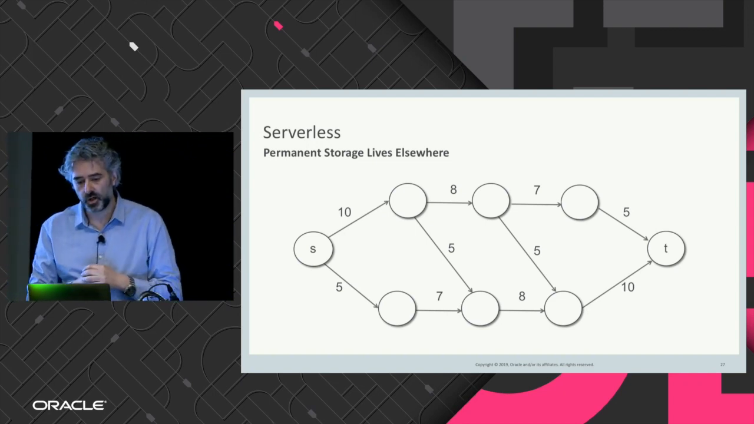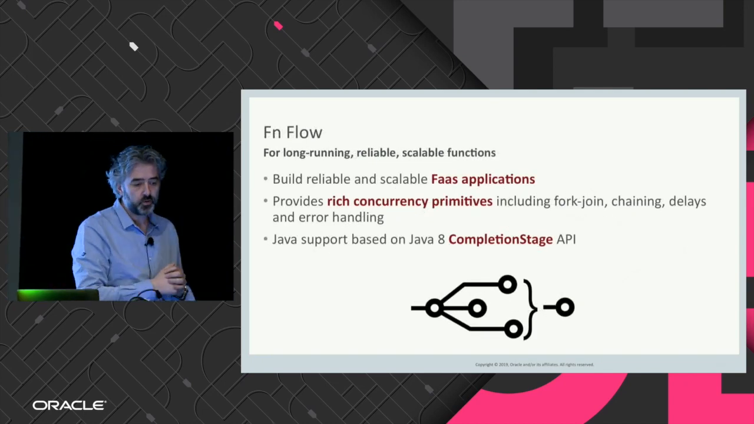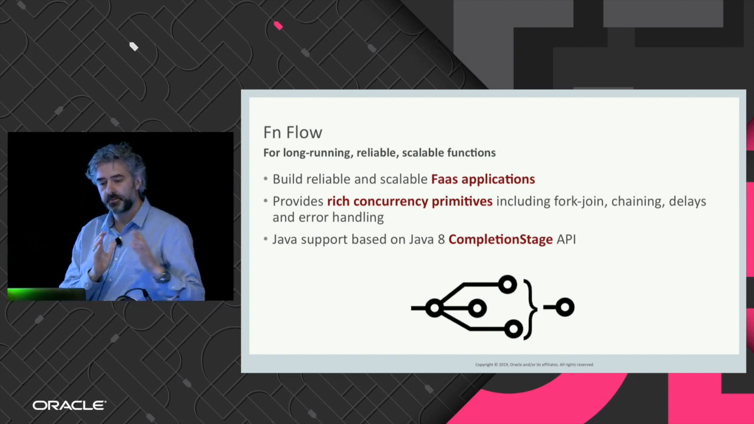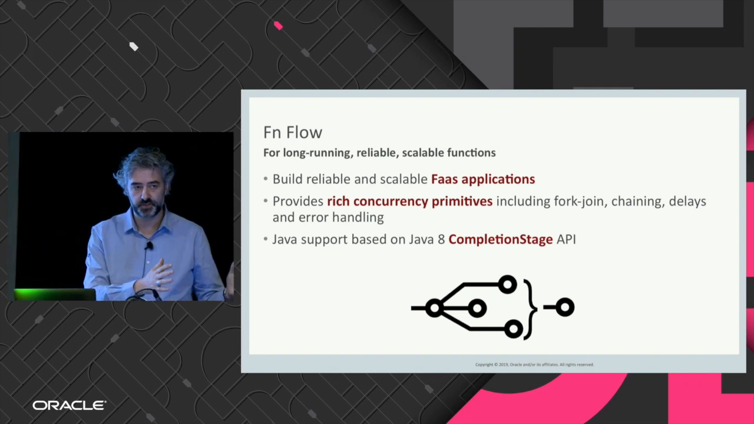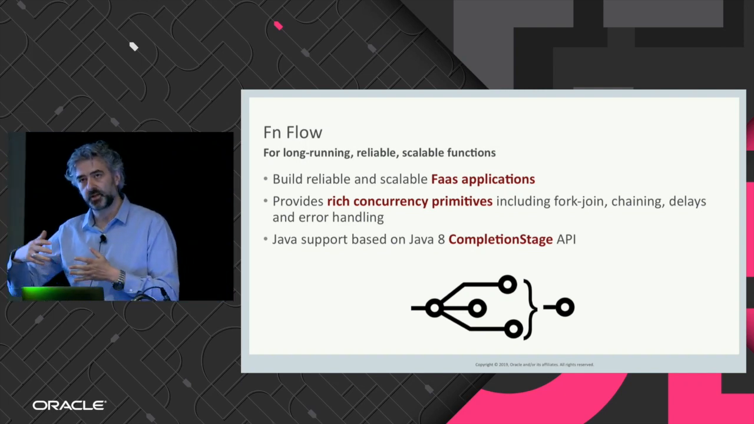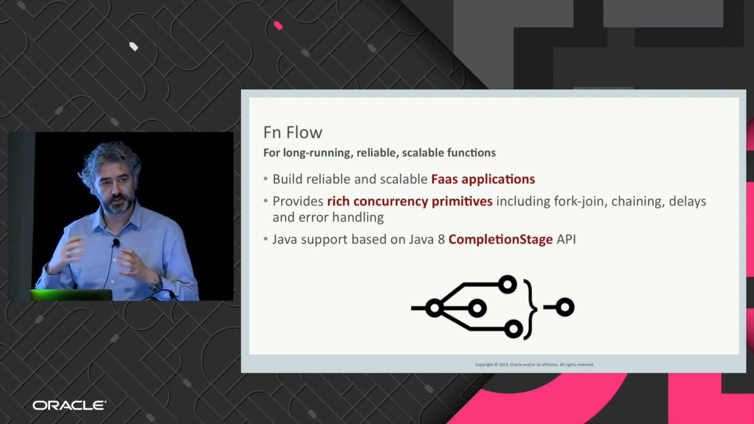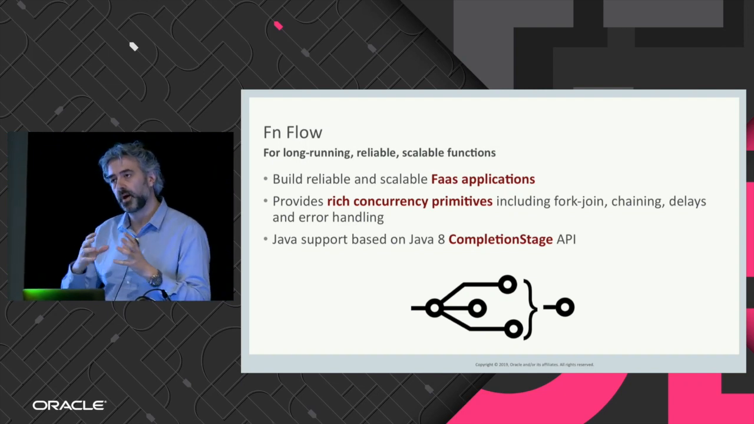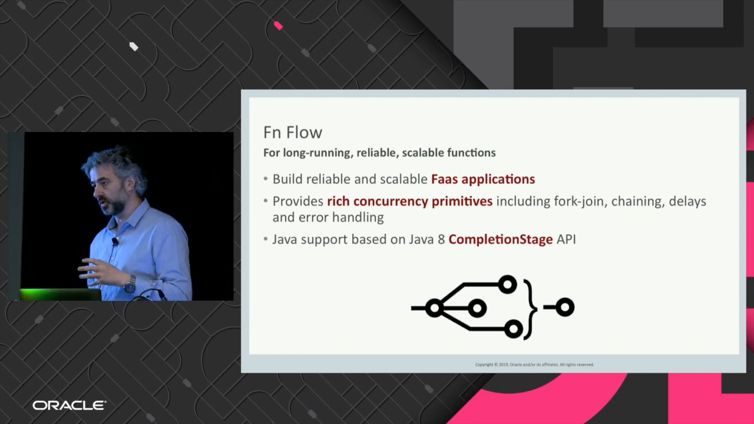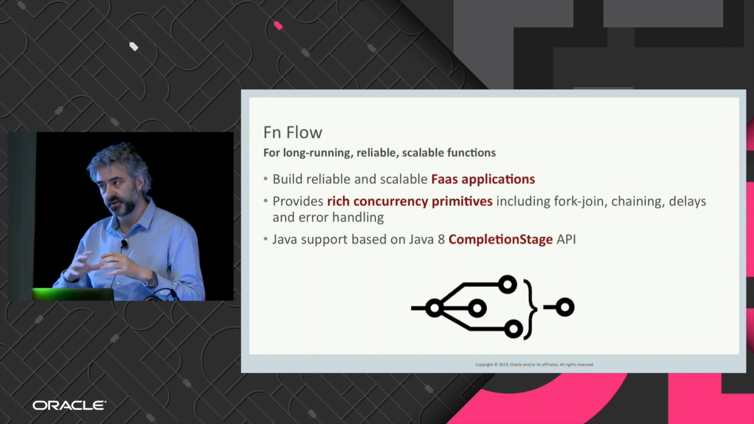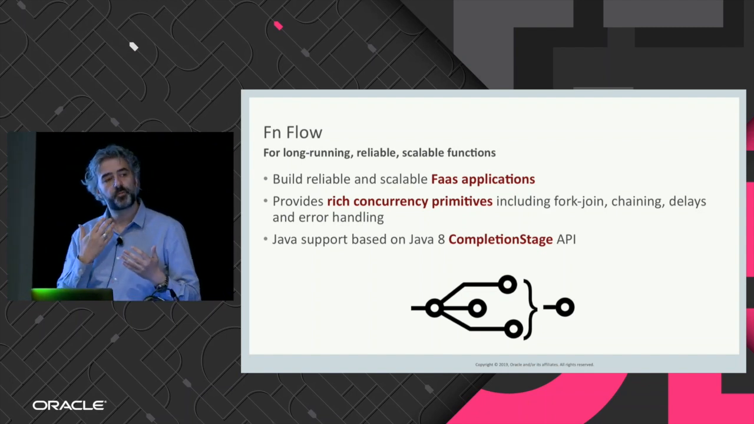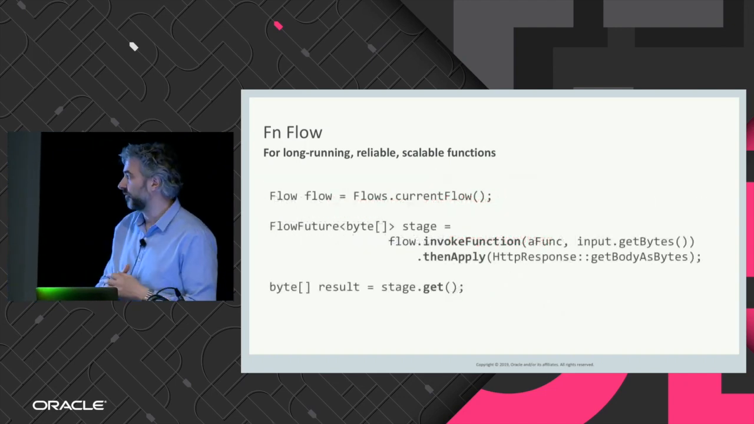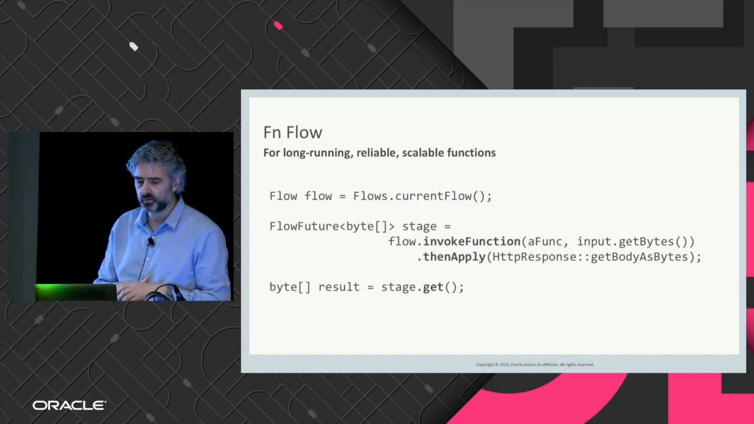For doing that, we have FN Flow. FN Flow is highly inspired by the CompletionStage API that we have in Java. It's basically the exact same API, except that the CompletionStage API of Java allows you to define a pipeline of asynchronous task execution that are executed within the same process, within the same JVM. Here, we are talking with FN Flow about a pipeline execution of serverless functions. And obviously, given that we're going through the network, this doesn't happen within the same process. But from an API standpoint, if you know the CompletionStage API, you will be very familiar with the Flow API of FN. This is how it looks.